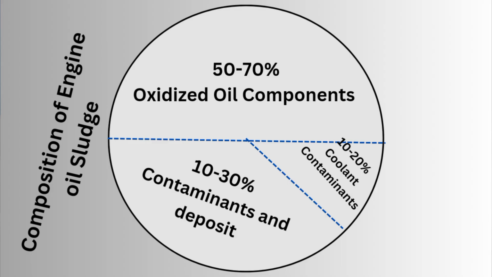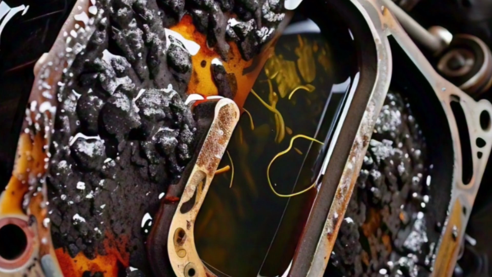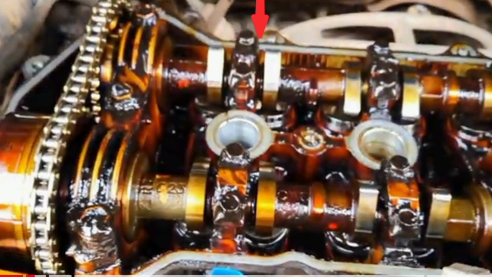What is number three? Contaminants and deposits. This also includes carbon deposits, metal particles, dirt, and soot. This is also a huge part of engine oil sludge.